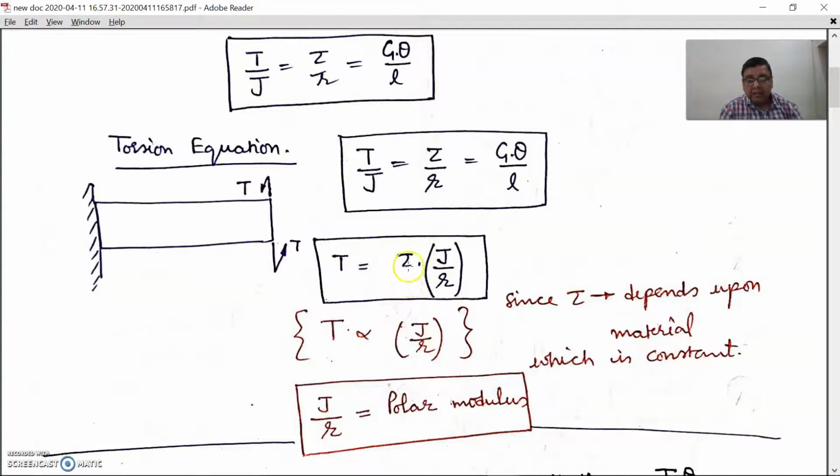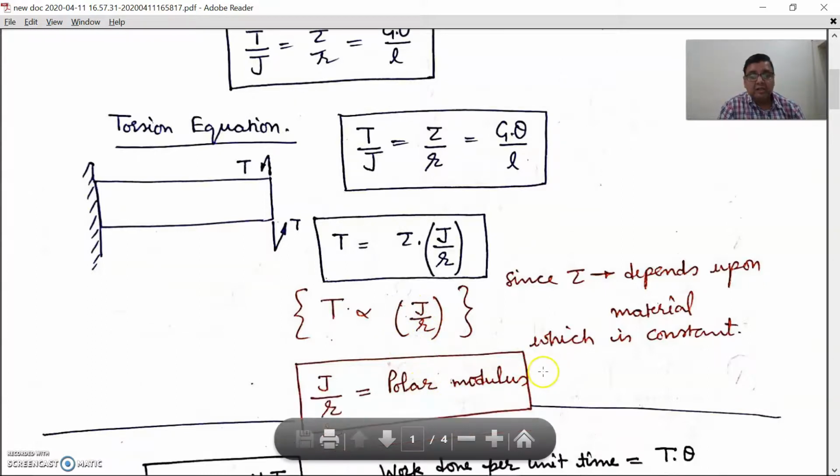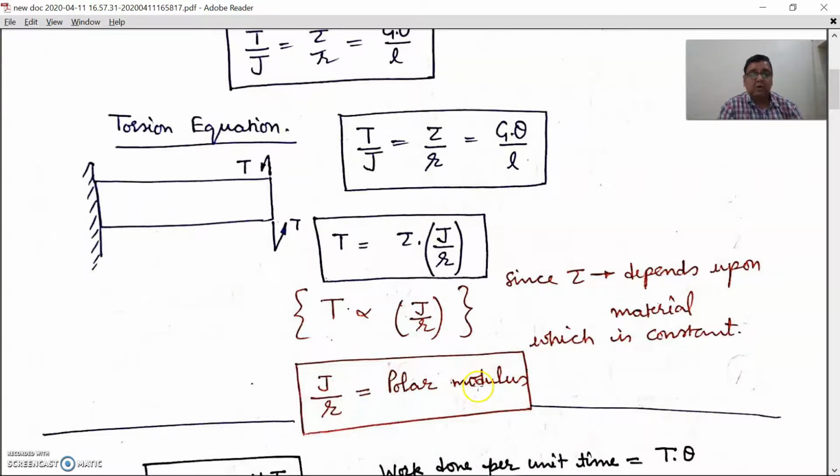What I understood is, see, tau is the property of the material, and I cannot change it, because if somebody has told me that I have to make the shaft of mild steel, then I have to honor that. But I can always play with the geometry of the shaft, right? So that is why the J by R term is very important, and this J by R term is called the polar modulus.